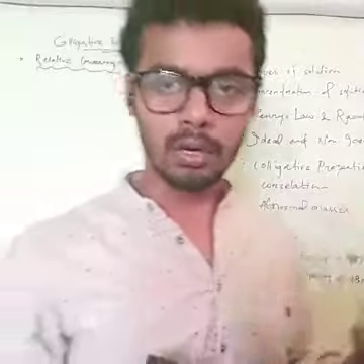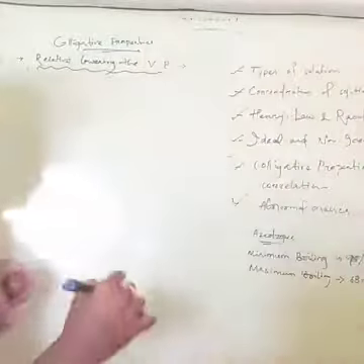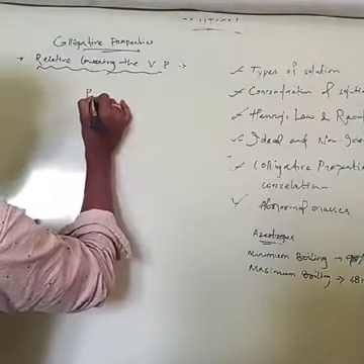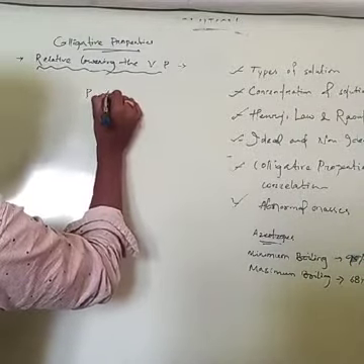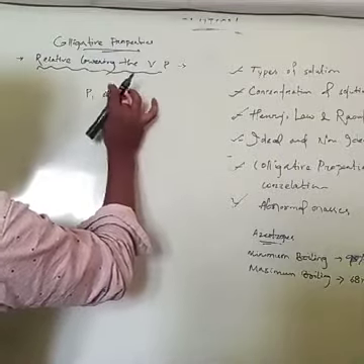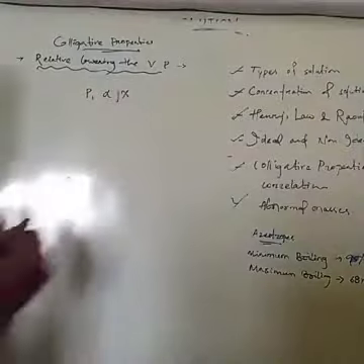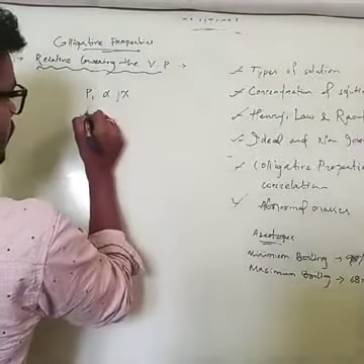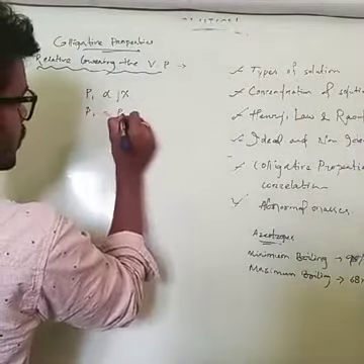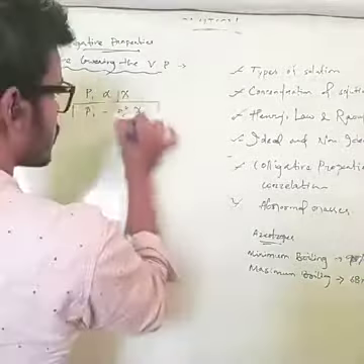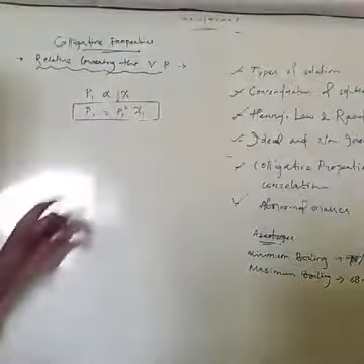So we know Raoult's law. What is Raoult's law? Partial pressure is directly proportional to the mole fraction. Yes or no? P1 equals P1 naught times chi 1. This is your Raoult's law we already got.